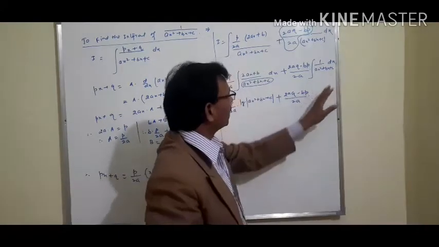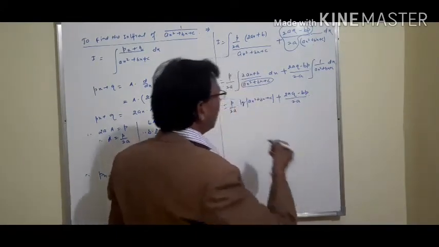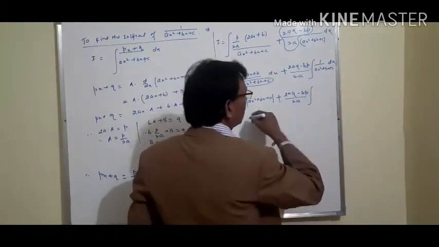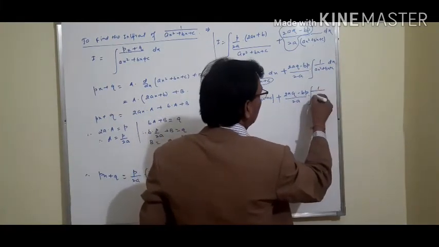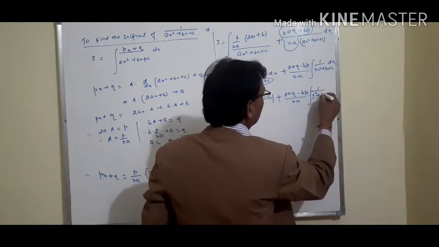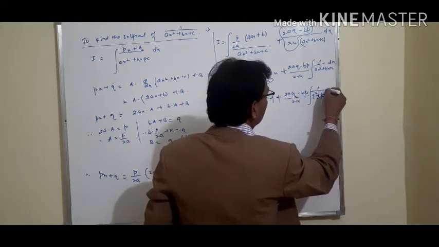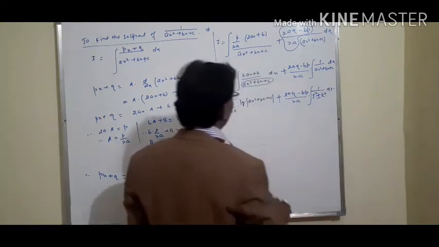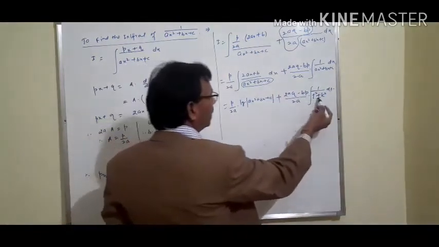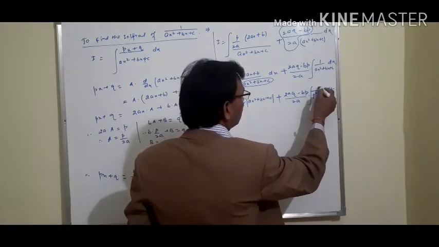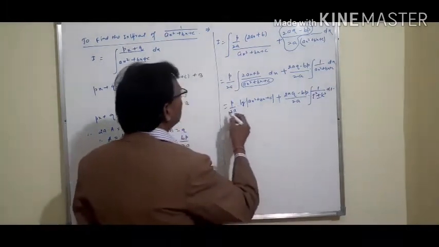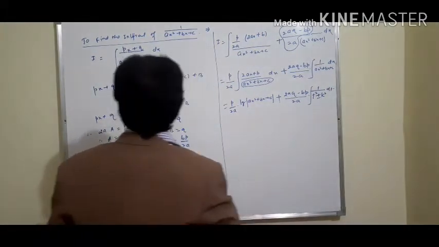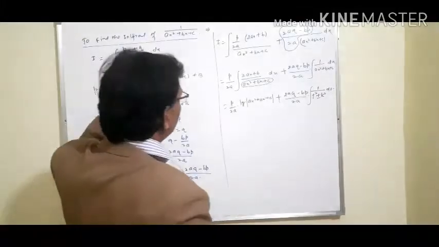we have already discussed in the previous slide, and we have converted this function into 1 upon (t² plus minus k²) into dt. Now we can integrate this by the previous methods, and we can find the integration of this type of function by this method.